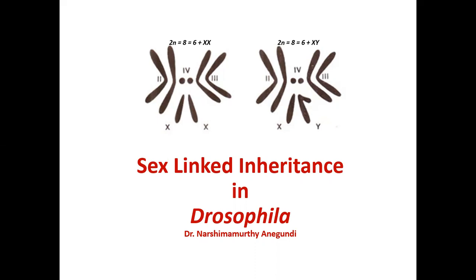For the former type, the characters that do not show any difference in reciprocal crosses, the characters are located on autosomes, that is, other than sex chromosomes. And for the latter, the characters which show a difference in reciprocal crosses, the characters are either located on specialized chromosomes known as sex chromosomes, or, if located on autosomes, they are influenced by or depend on the sex of the individual which carries them.